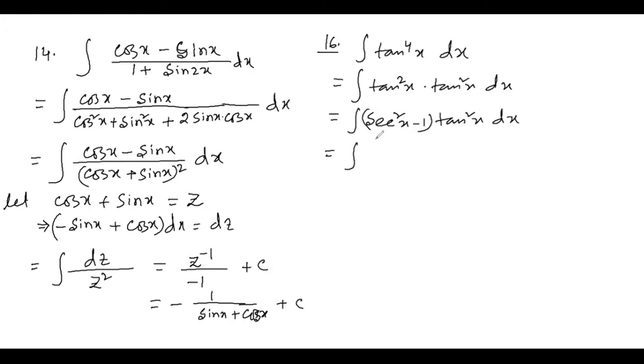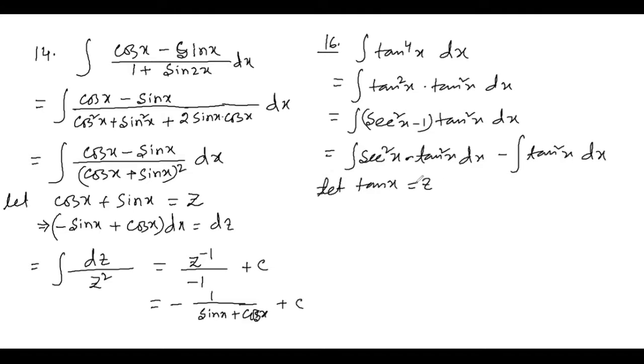Okay. Now sec square x into tan square x dx minus tan square x dx. For this one we'll consider let tan x equal z. So that means sec square x dx equals dz. So next step, this one will be z square dz.